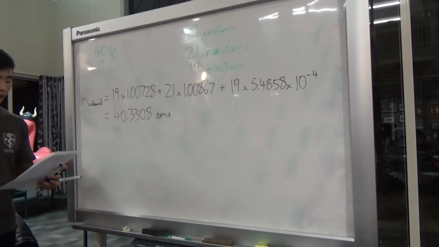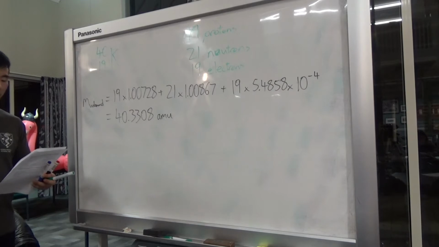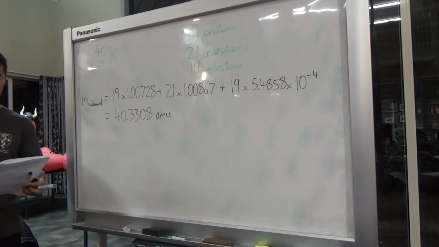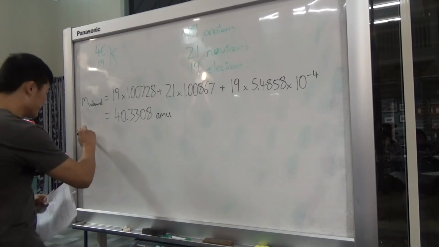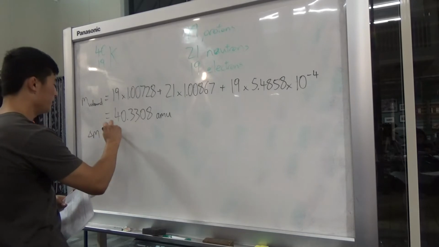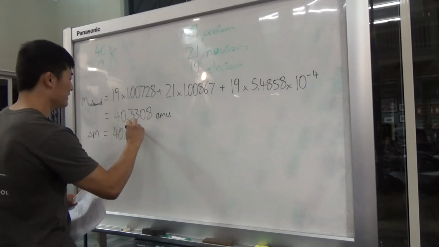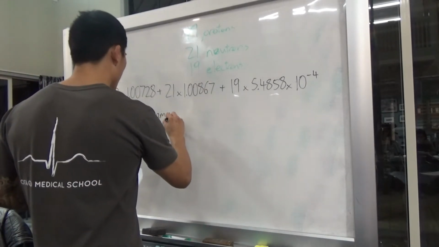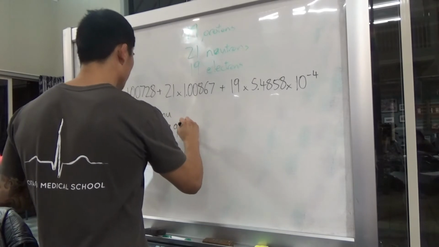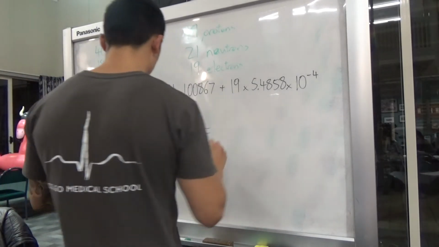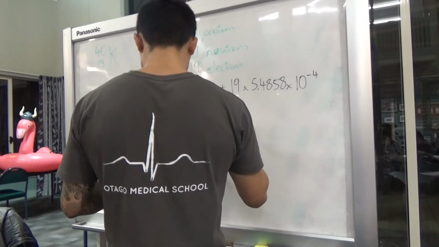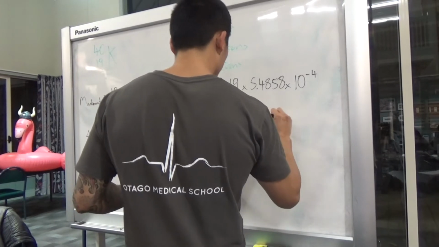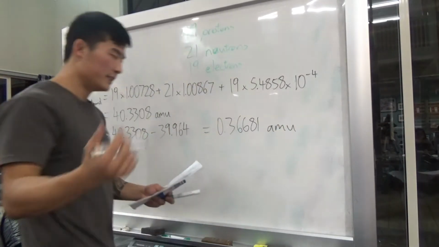So 40.3308 is obviously more than the atomic mass, which is 39.964. So the difference in mass is going to be 40.3308 minus the atomic mass, which is 39.964, and that's equal to 0.36681 atomic mass units.